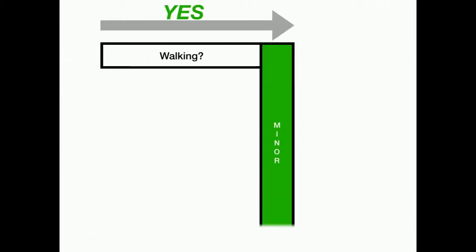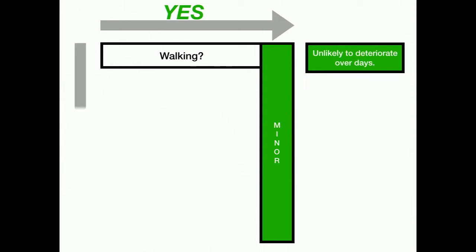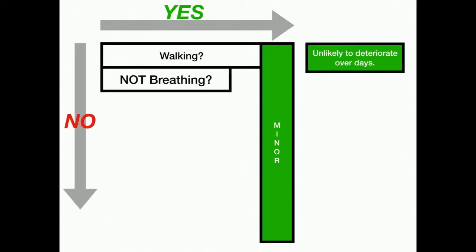And so this one, I actually found a triage tag that was laid out like this and decided that I wanted to try and make it. So this is a yes-no question. Is the patient walking? And the answer is yes. They're minor, and that means they're unlikely to deteriorate. If the answer is no, you go to the next question.